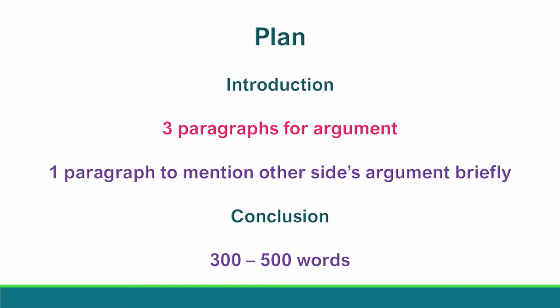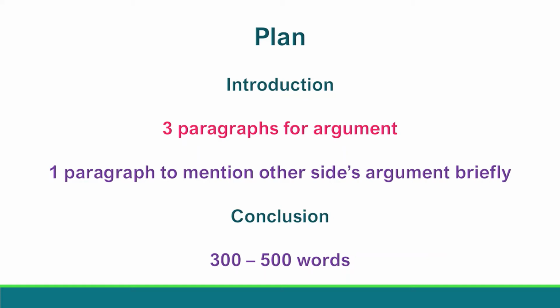So this should be the structure of your plan. As I said, you should spend about 5 to 10 minutes planning what you're going to write. You have your introduction paragraph, then you should set aside 3 paragraphs for your argument, so that means 3 points, and then you should set aside one paragraph just to briefly mention the other side of the argument. This is just to give a little bit of balance to your essay, and then finally your conclusion.